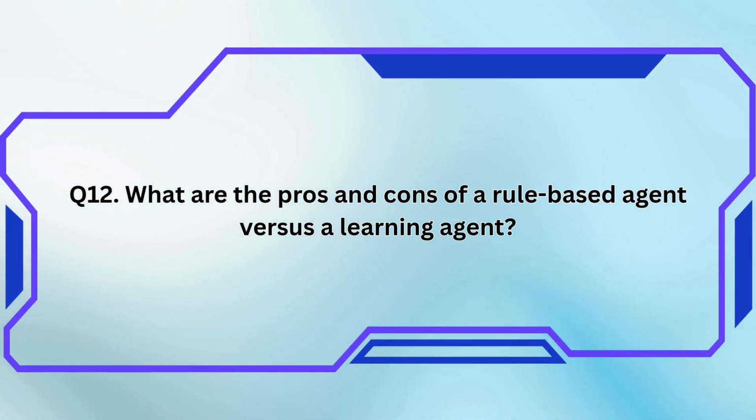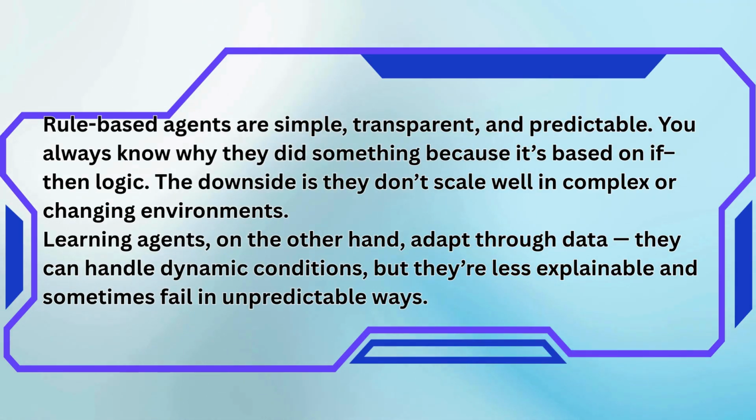What are the pros and cons of a rule-based agent versus a learning agent? Rule-based agents are simple, transparent, and predictable. You always know why they did something because it's based on if-then logic. The downside is they don't scale well in complex or changing environments. Learning agents, on the other hand, adapt through data. They can handle dynamic conditions, but they're less explainable and sometimes fail in unpredictable ways.